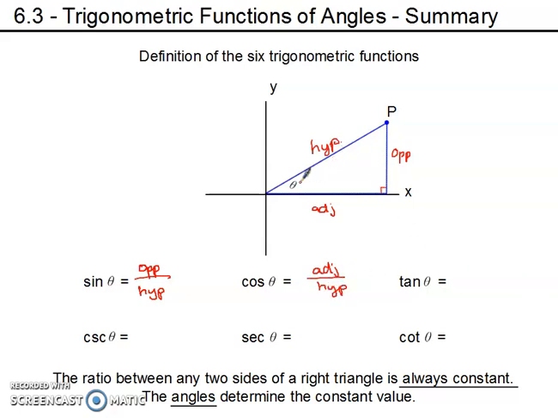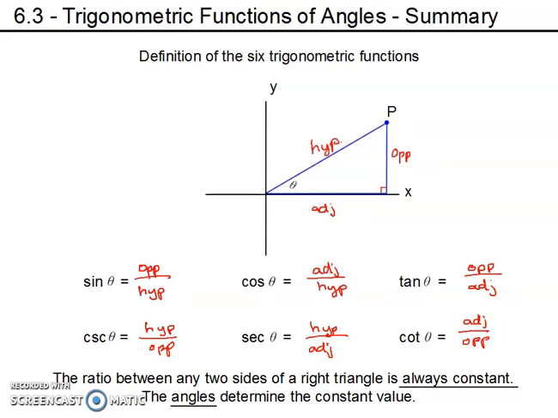Tangent is going to be the opposite side over our adjacent side. And then our remaining 3 are simply the reciprocals of those above. So if I wanted to relate, instead of the opposite to the hypotenuse, if I wanted to reverse this and go hypotenuse to opposite, then I would use the cosecant function. If I wanted to relate the hypotenuse to the adjacent, then I would use secant. And if I wanted to go adjacent over my opposite side, then I would use my cotangent.